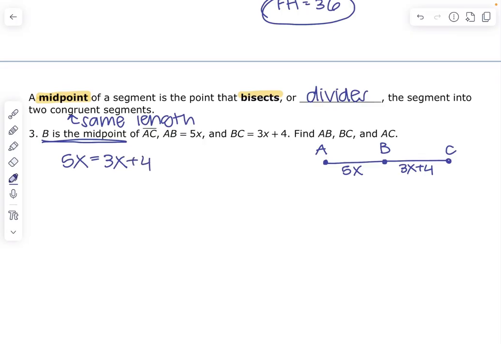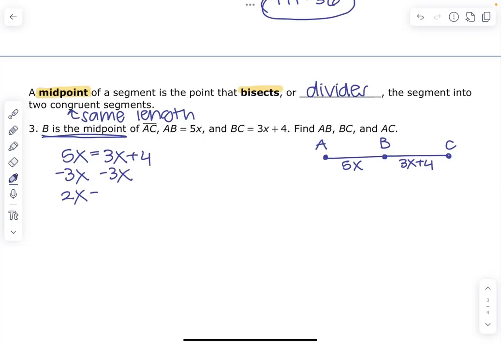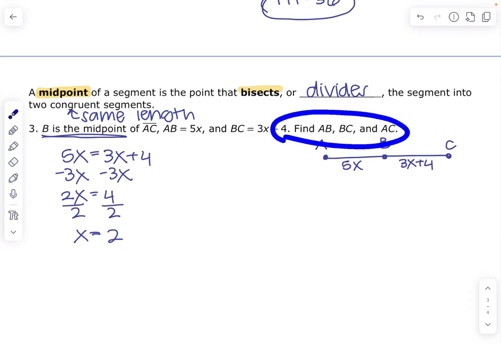Okay, I'm going to solve for x. That's going to help me out a little bit here. All right, 5x minus 3x gets me 2x. Divide both sides by 2. And I'm going to find that x is equal to 2. Okay. That helps me out, but it doesn't answer the actual question that was asked, right? Which was, I guess not a question, but to find AB, BC, and AC. Okay. Because we know x, though, we can use that to solve for those lengths.